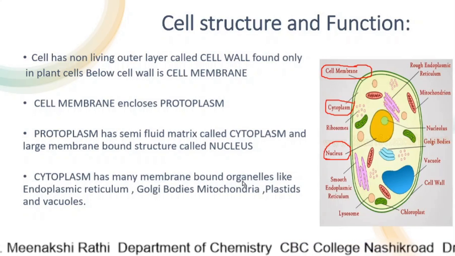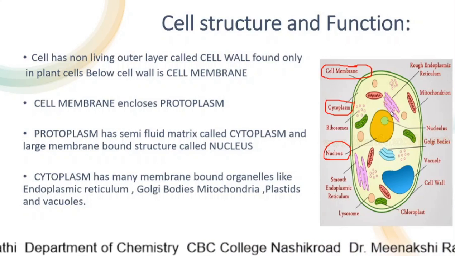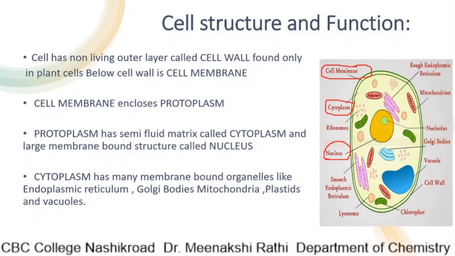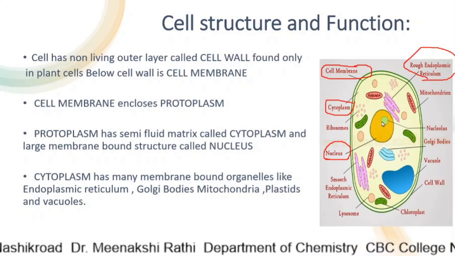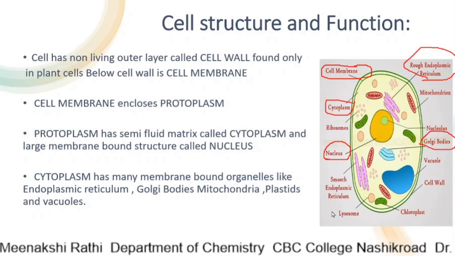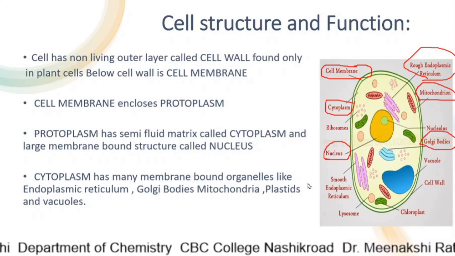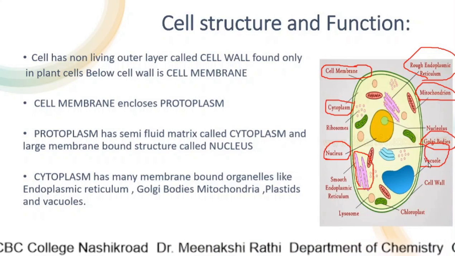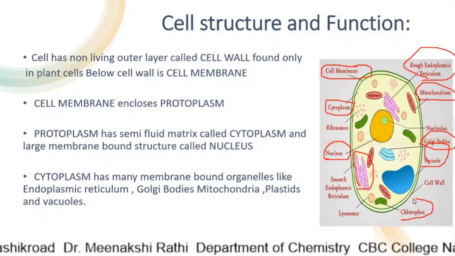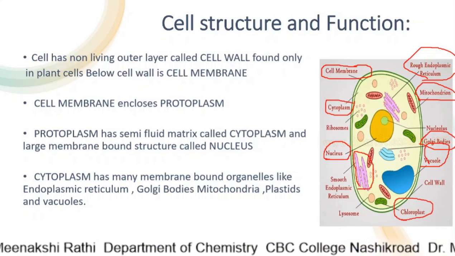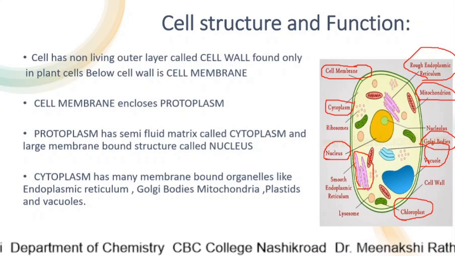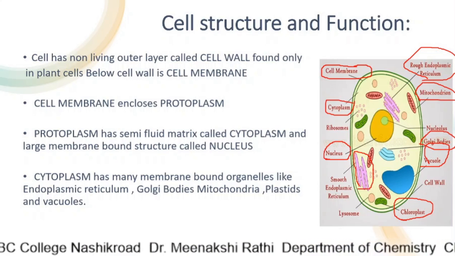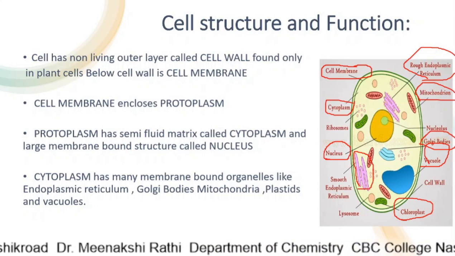Cytoplasm has many membrane-bound organelles like endoplasmic reticulum. You can see here in this cytoplasm, in this yellow part, membrane-bound means all these organelles have an outer membrane. One is endoplasmic reticulum. Then Golgi bodies are there. Mitochondria, plastids. This is the smooth endoplasmic reticulum. Vacuoles are there and plastids are there. This is a plastid or chloroplast. So, these different organelles are present in the cell structure. In the next few lectures, we will see details about all these organelles like endoplasmic reticulum, Golgi bodies, mitochondria; their structure and their function we will discuss in the next lectures.